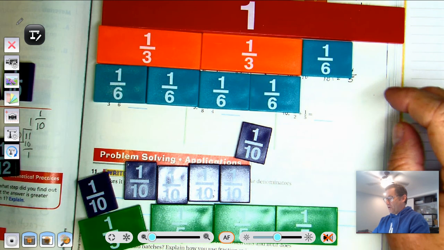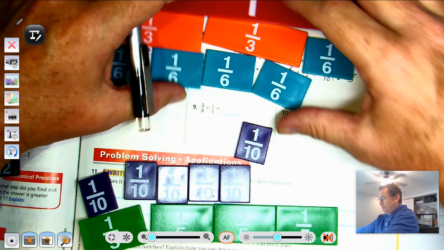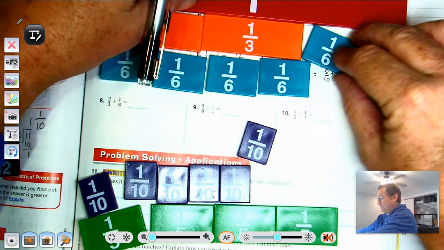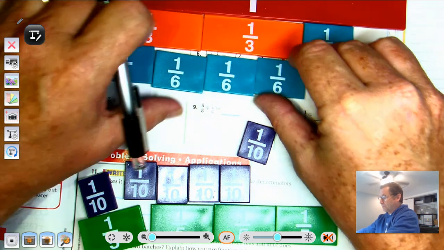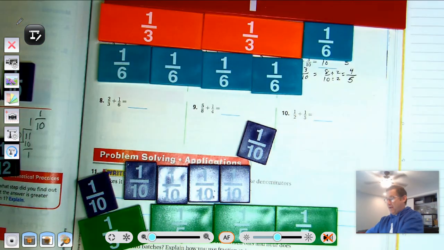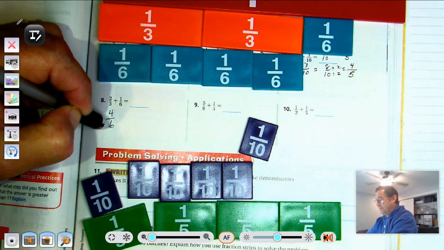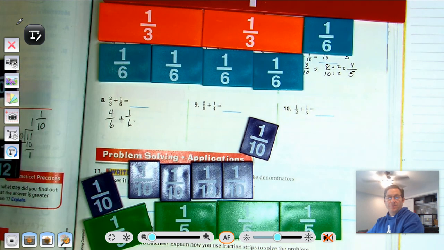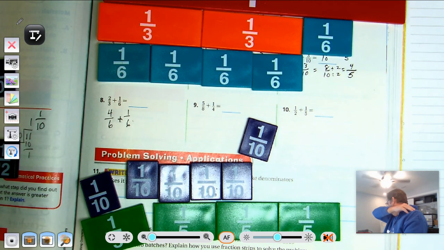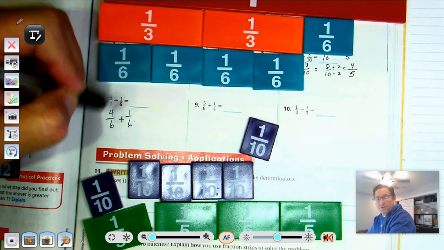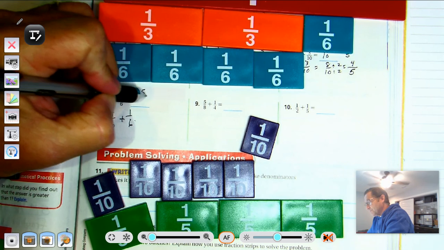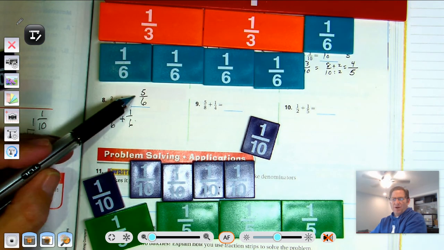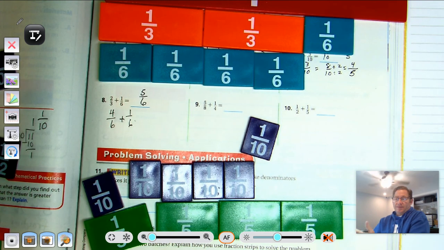So the 1/3, I'm sorry, the 2/3 is the same as 4/6. We didn't have to change the other sixth because the denominators are the same. 4/6 plus 1/6 is 5/6. 5 is a prime number, so it's in simplest form.